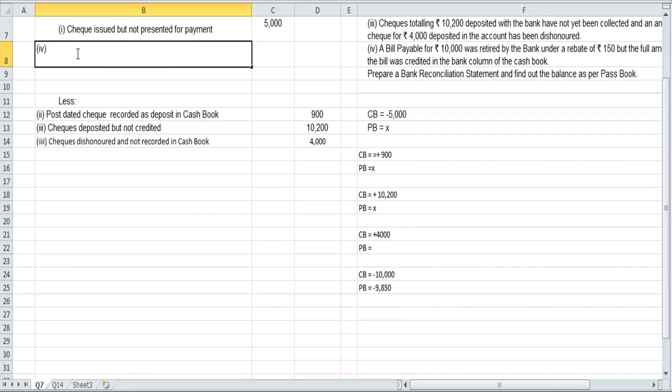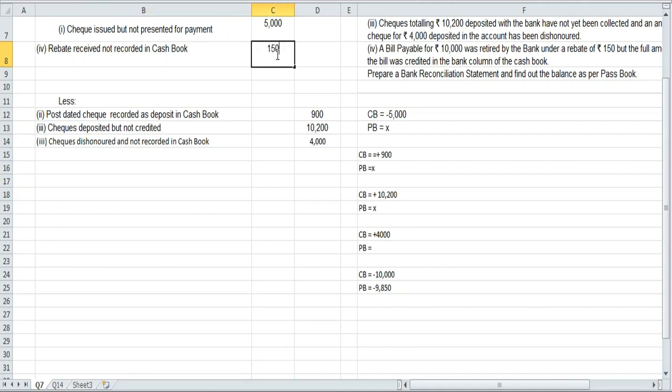Number 4, rebate received not recorded in cash book. Okay, so here how much, 150. Okay, so we are done with this.